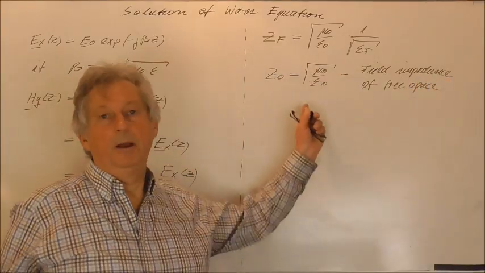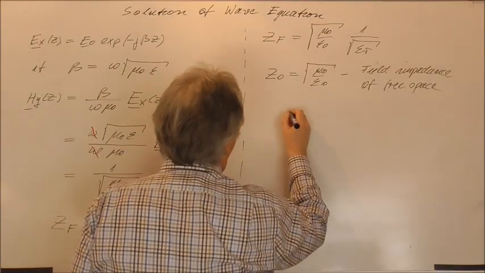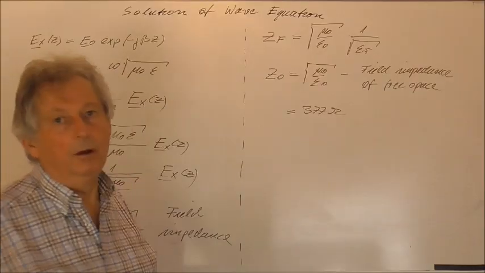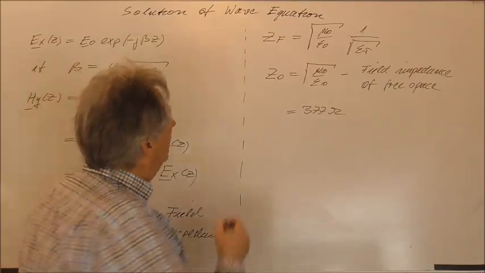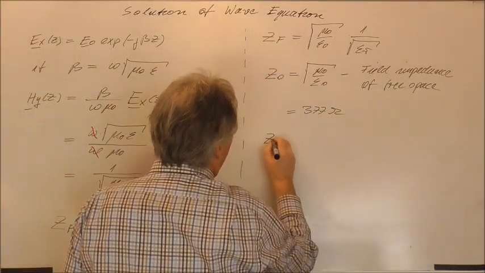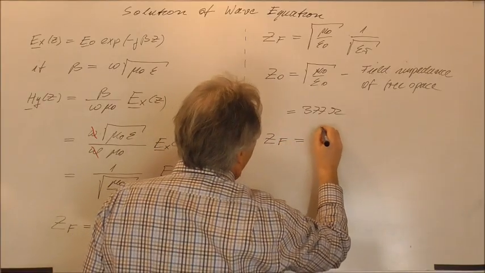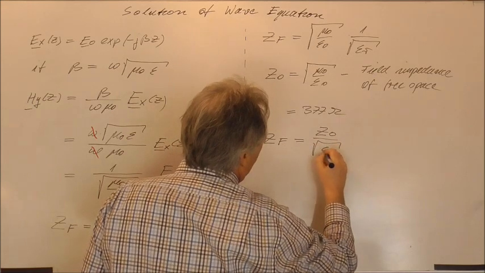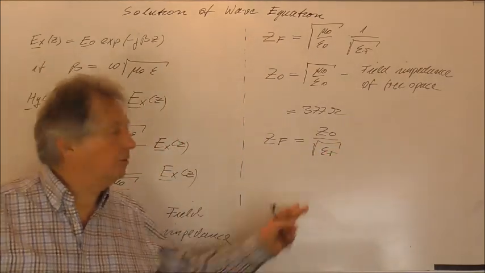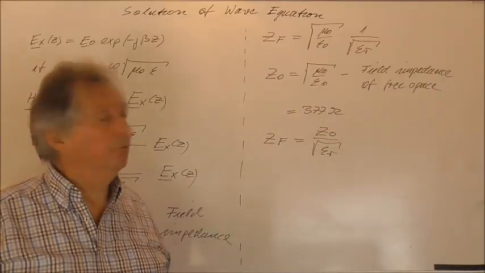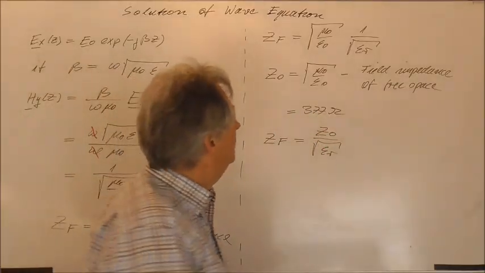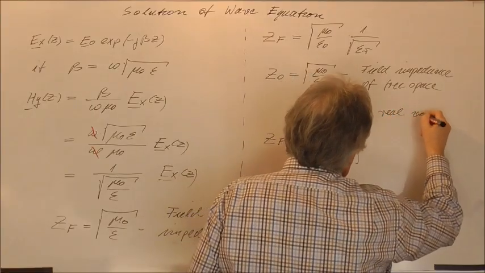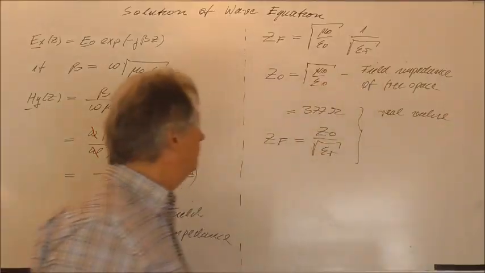And since mu naught and epsilon naught are both constant, we can calculate the value, and it's 377 ohm. This would be the field impedance in free space. And as soon as you insert a dielectric, then you will have z naught divided by the square root of epsilon r. This means in a dielectric the field impedance will show a reduced value, but in both cases it's a real value. So the field impedance is always real.